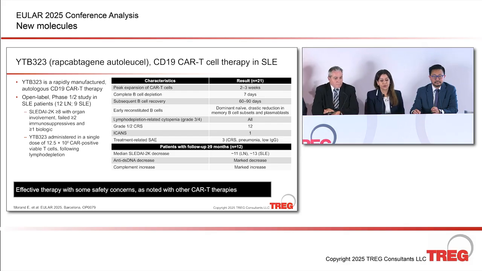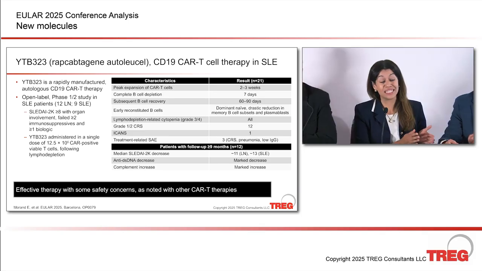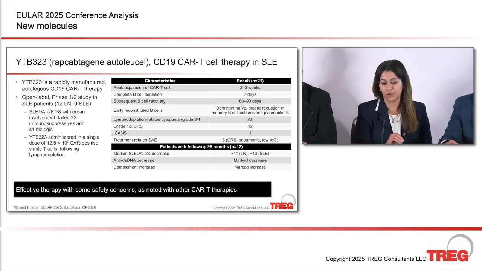Yeah, so this is another autologous anti-CD19 CAR T-cell approach, but the distinctive feature here is that it's rapidly manufactured. So it's less than 2 days versus the typical 3 to 6 weeks. So that's a great advantage here. And this was an open label phase 1/2 study in 21 patients with lupus. They had to have a SLEDAI-2K greater or equal than 8.